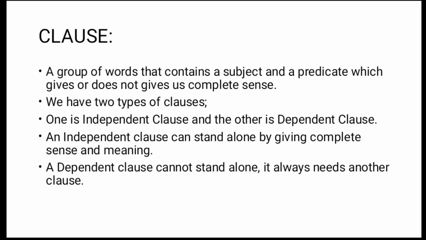Before starting with the types of sentence structure, you first have to know what a clause is. A clause is a group of words that contains a subject and a predicate, which gives or does not give us complete sense. The rest of the sentence that comes after a subject is called a predicate. Now a question arises: what does it mean that sometimes it gives us a complete sense and sometimes it does not? Here we also have two subtypes of clause: one is dependent clause and the other is independent clause.